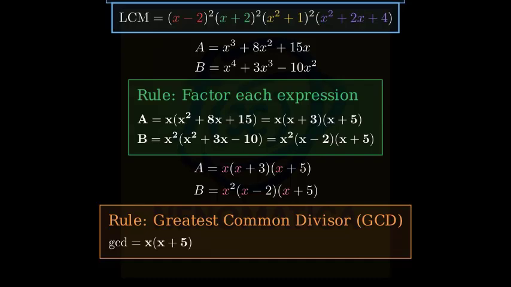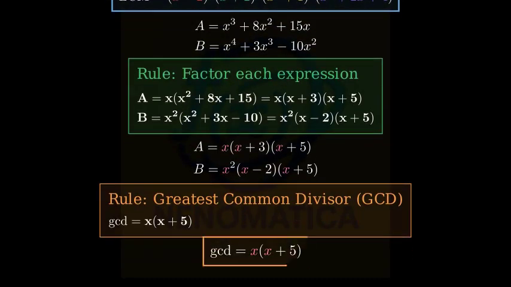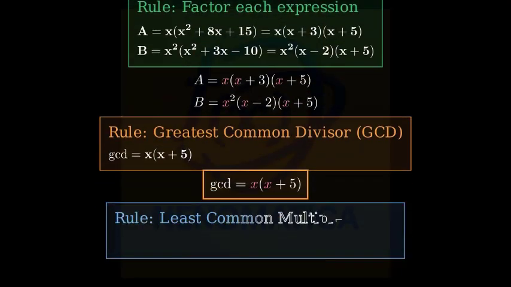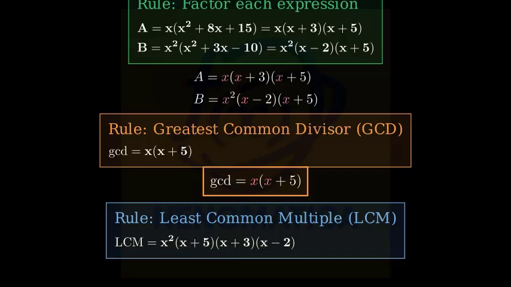Finally, compute the least common multiple. Take the highest powers of all factors that appear: x squared, x plus 5, x plus 3, and x minus 2. So the least common multiple is x squared times (x plus 5) times (x plus 3) times (x minus 2). Let us summarize the final answers concisely. For the first set, the greatest common divisor is x.